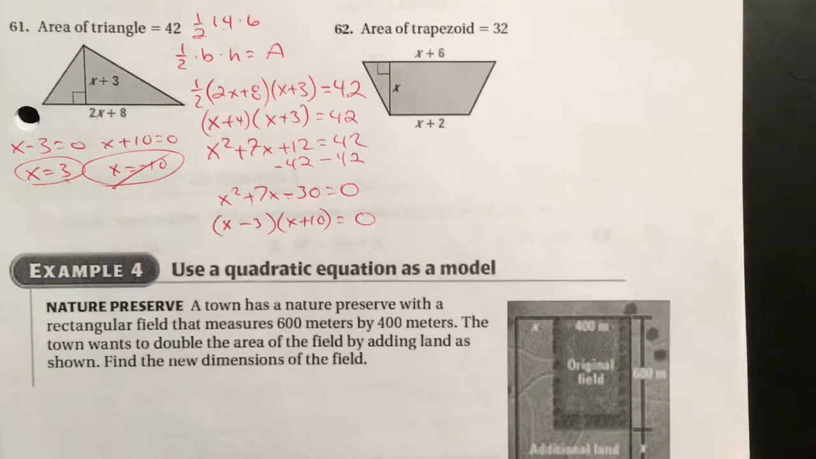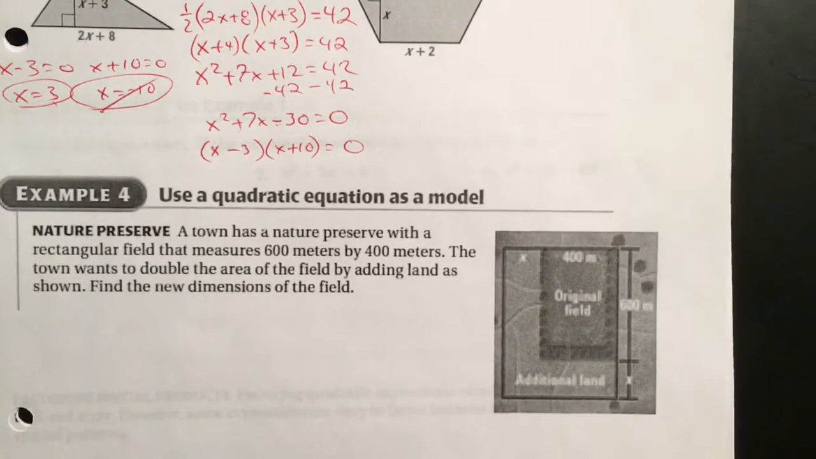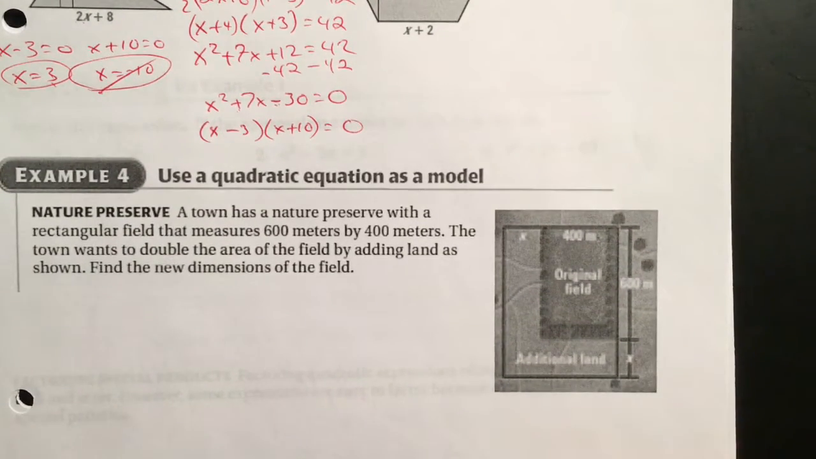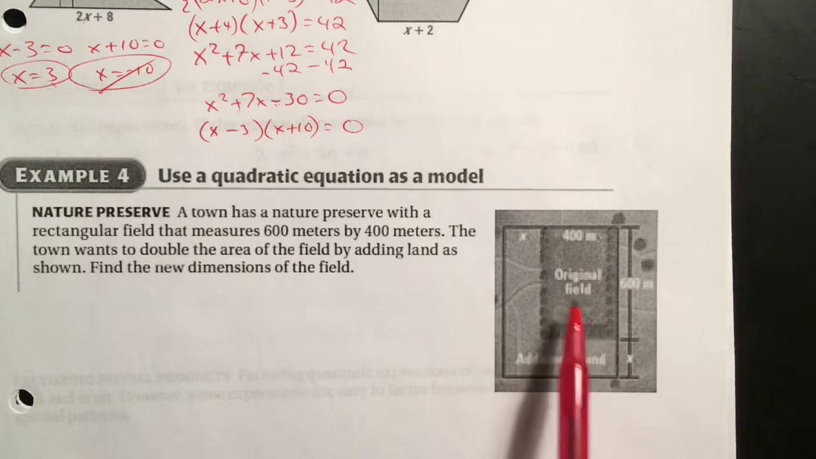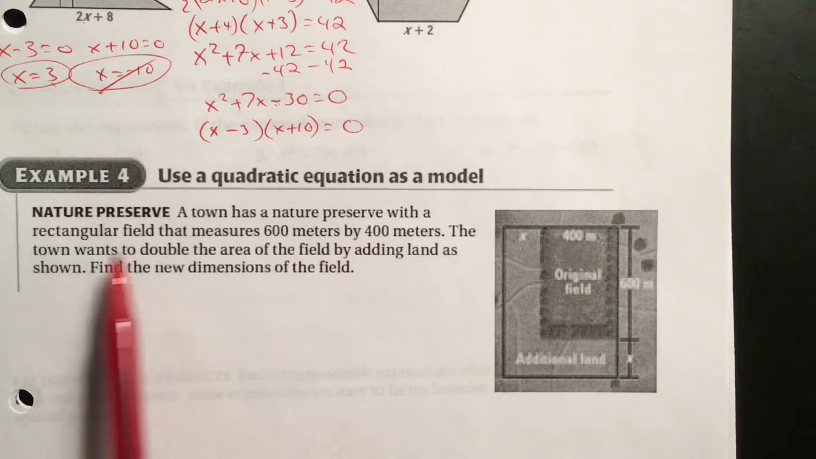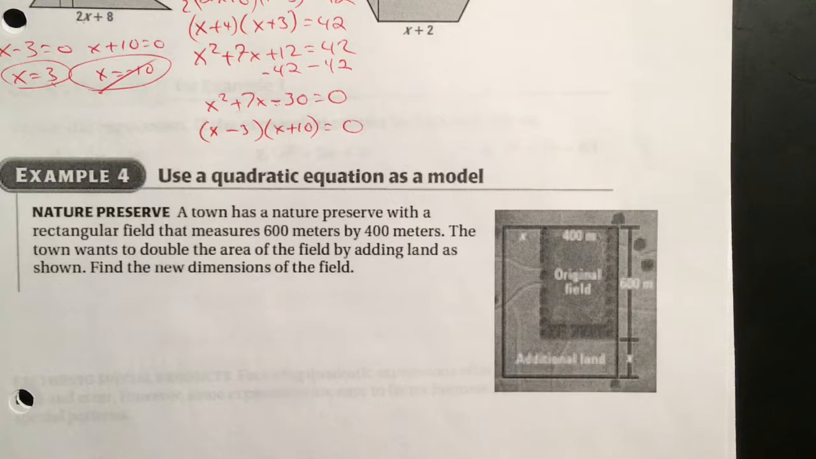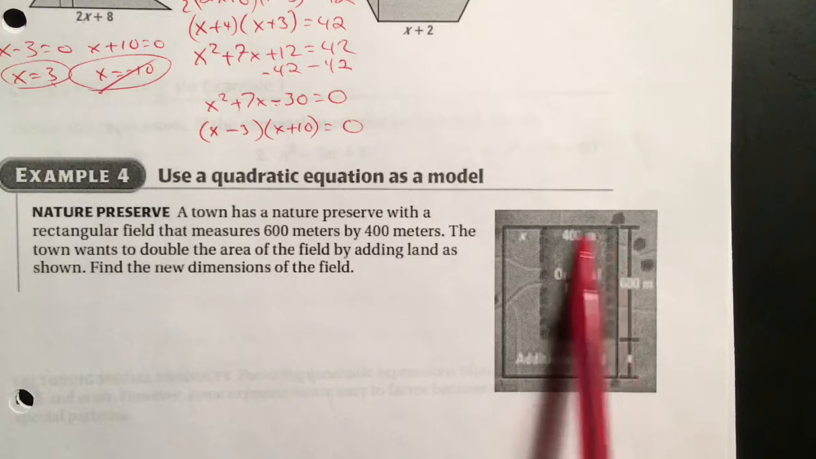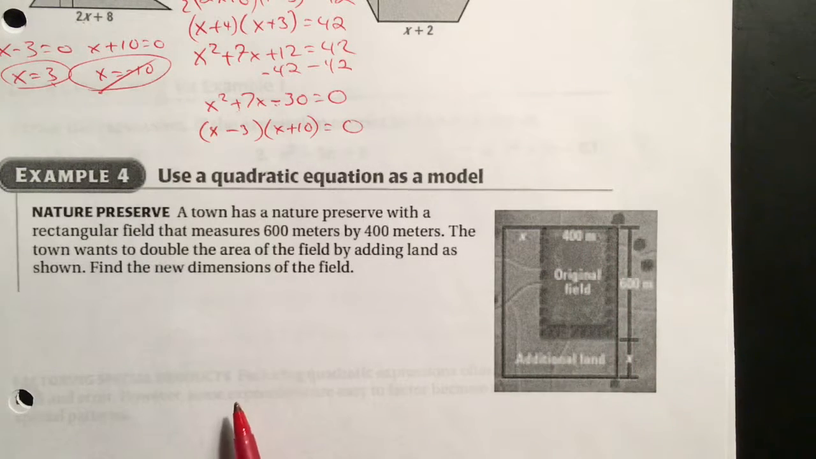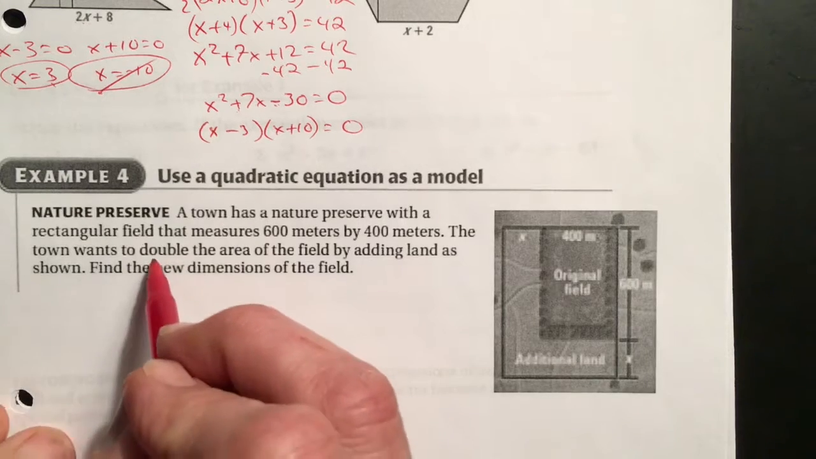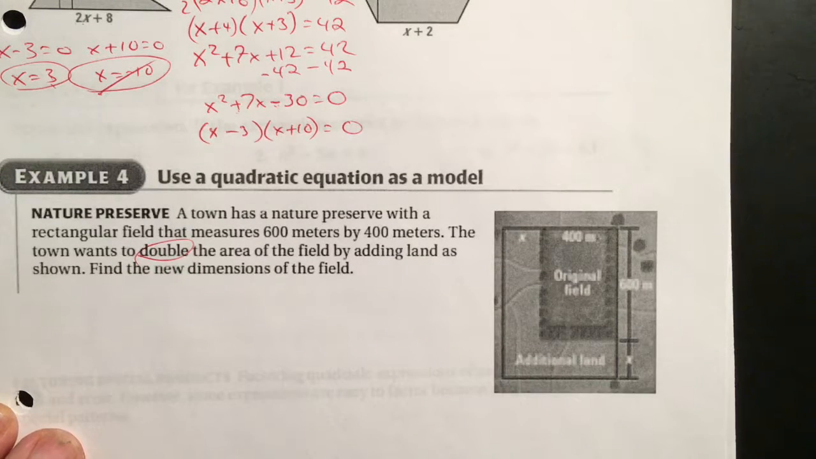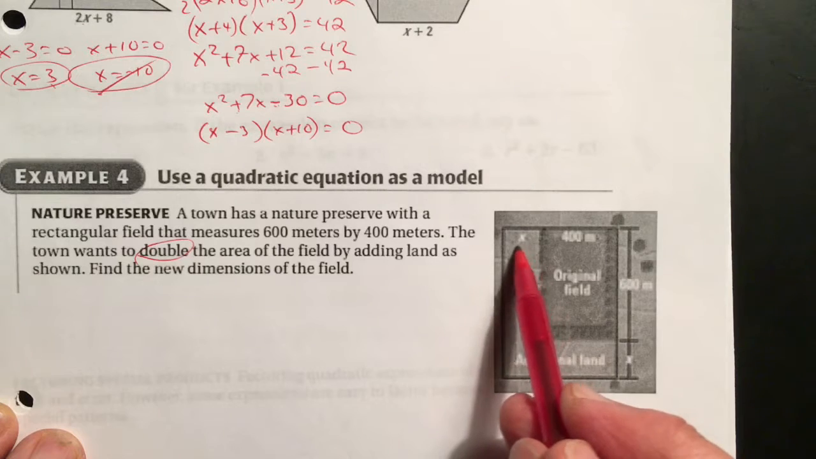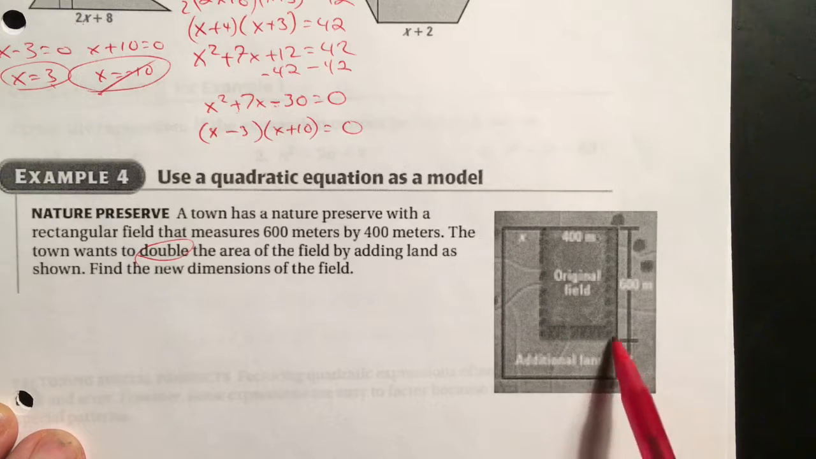These get a little trickier now, and the numbers get a little big. But it's good to have this application of some real-world actions going on here. So again, in this one, you have a picture of an original field. The town has a nature preserve with a rectangular field that measures 600 meters by 400 meters. Here's the original field. The town wants to double the area by adding land. They want to add the same amount of land here and the same amount here to keep the rectangular shape. So these are going to be the same.